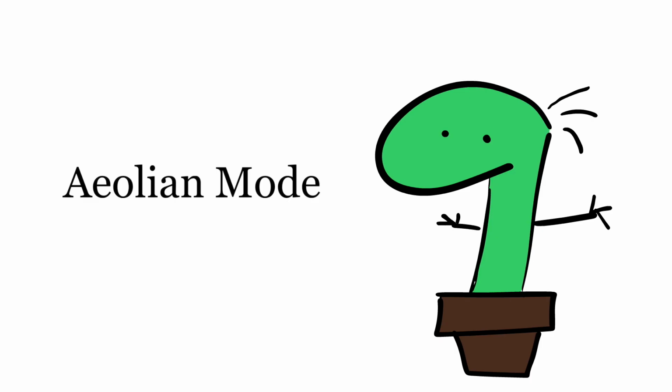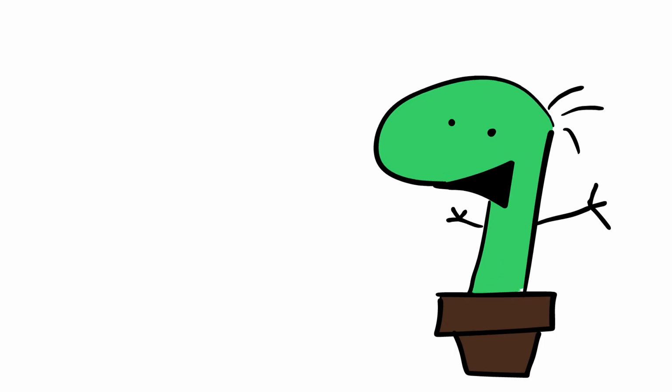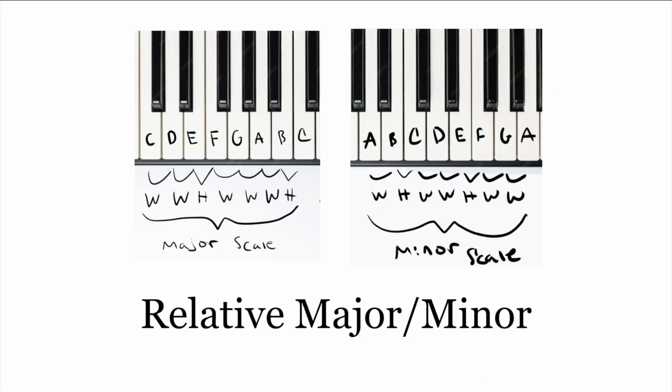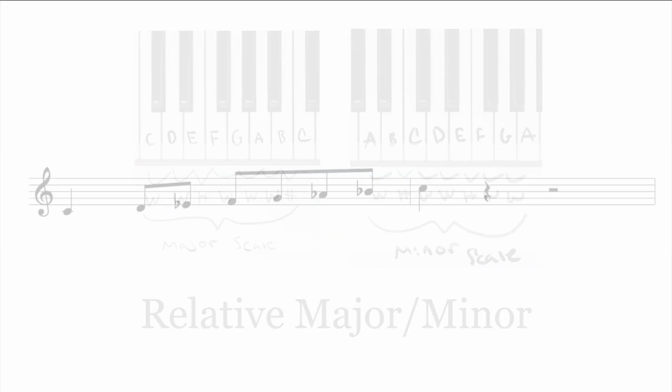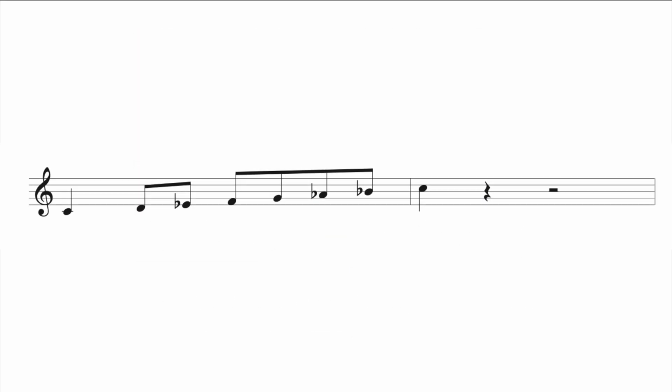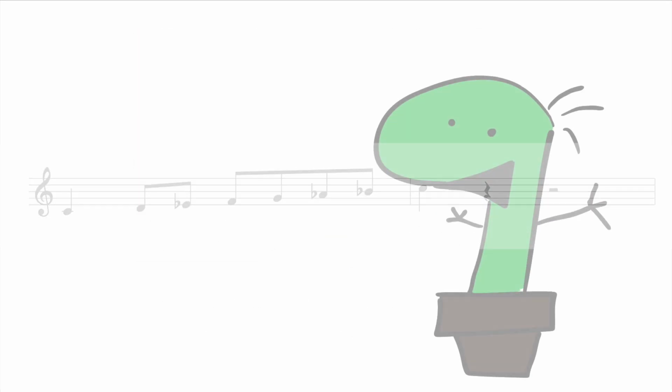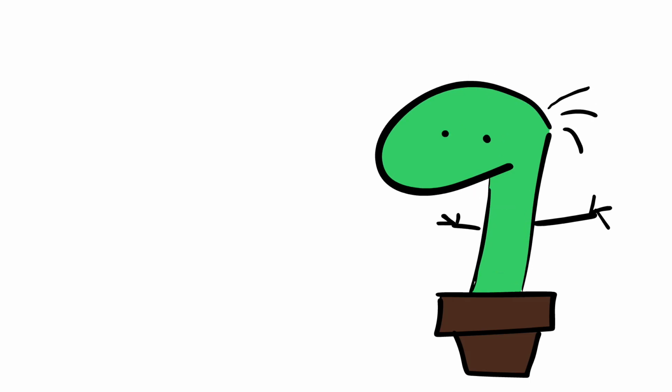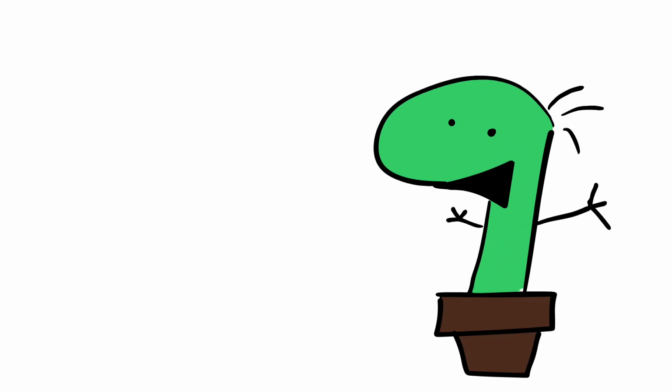Aeolian is just the natural minor scale. Natural refers to how it naturally appears in relation to our major scale, just like the rest of the modes. It's distinctly sad and emotional. It feels as though the scale is descending rather than ascending, giving a more downtrodden sound.